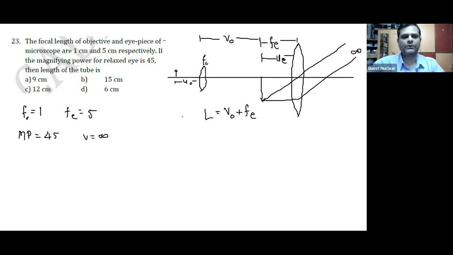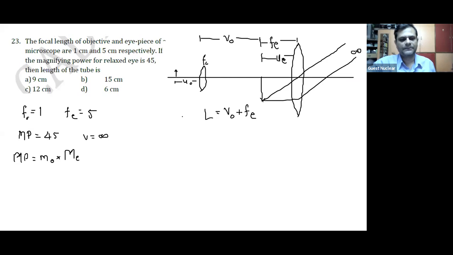So how can we get this VO? So VO के लिए फोकल लेंथ दोनों के दिए हुए हैं. If magnifying power for relaxed eye is 45. Okay, so magnifying power of compound microscope होता कितना है? It is equal to the product of magnification of objective and the magnifying power of eyepiece, right?